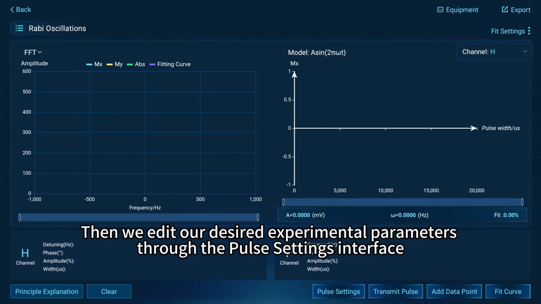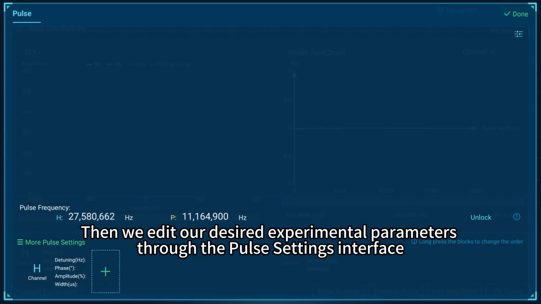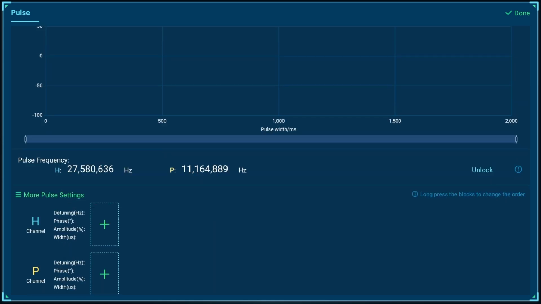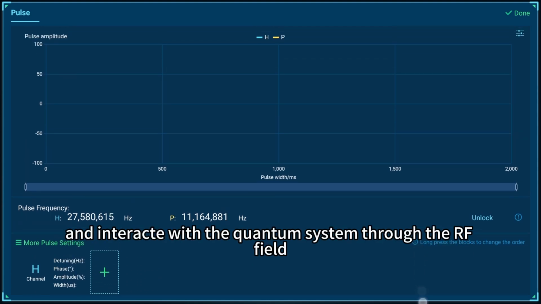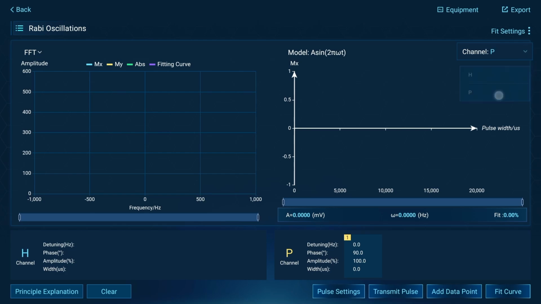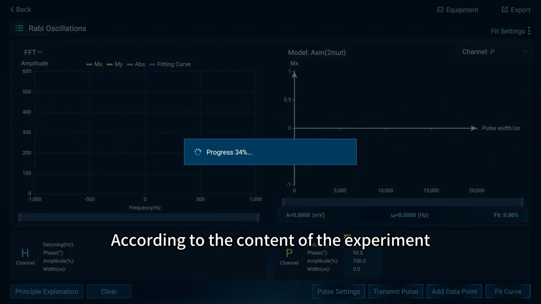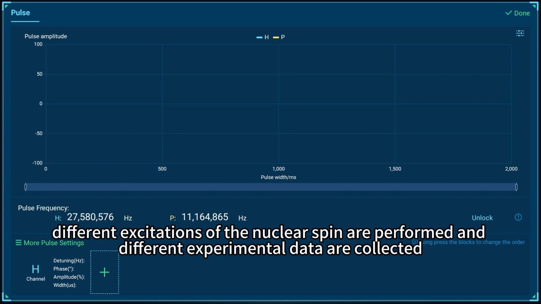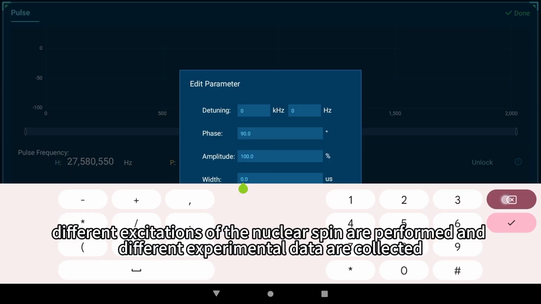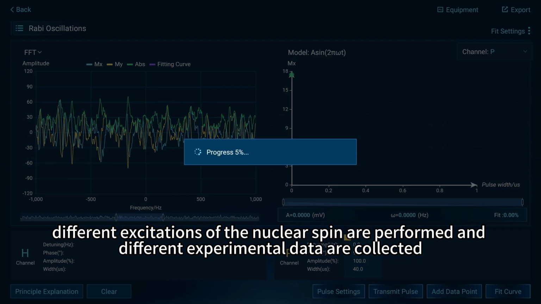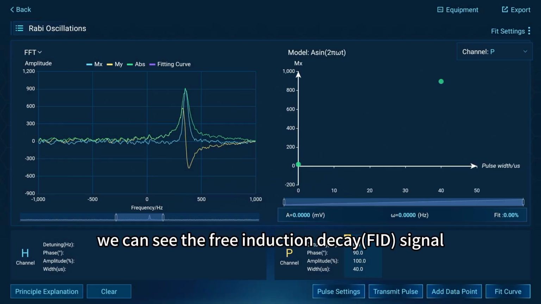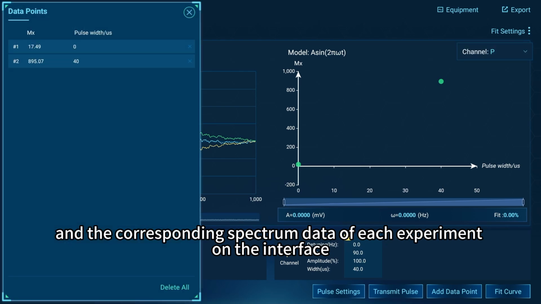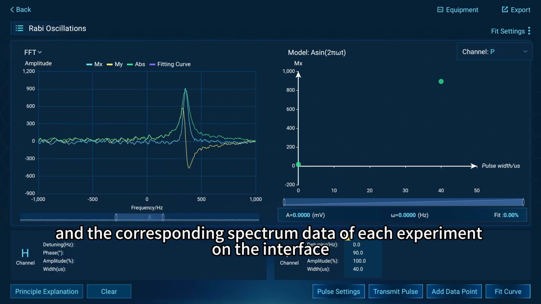Then, we edit the experimental parameters we need in the pulse setting interface and interact with the quantum system through the radio frequency field. According to the content of the experiment, different excitations of the nuclear spin are performed and different experimental data are collected. In this process, we can see the free induction decay signal and the corresponding spectrum data of each experiment on the interface.